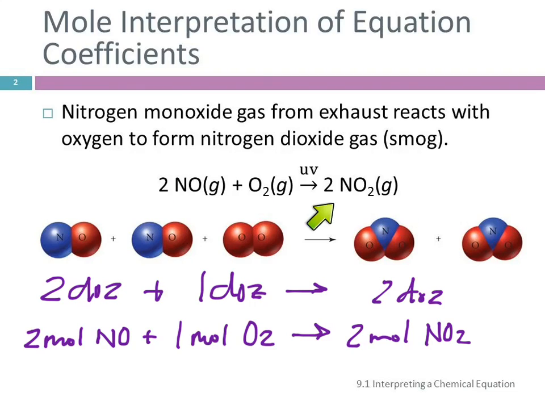So any balanced chemical equation we can interpret in terms of molecules, but also in terms of moles of molecules. And so that's what we generally do. We just sort of mentally insert the unit mole. Mole, mole. There's not a 1 written there, but we understand that that's 1 mole. Any questions? You okay with that?